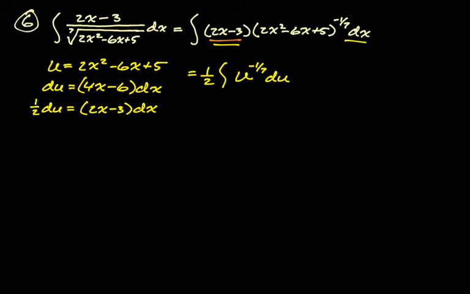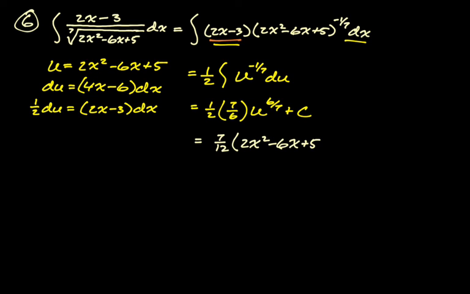All right, let's integrate. So 1/2. Add 1 to the exponent, gives you 6/7. The reciprocal is 7/6. And then u to the 6/7 plus c. And then finally, we want to go back to x's. So we get 7/12, quantity 2x squared minus 6x plus 5 to the 6/7 plus c.